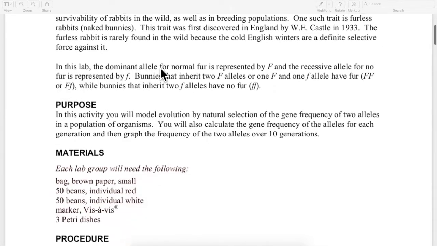In this lab, the dominant allele for normal fur is represented by a capital F, and the recessive allele for no fur is represented by a lowercase f. Bunnies that inherit two big F alleles or one big F and one little f allele have fur because the big F is dominant, while bunnies that inherit two little f's have no fur. You need to have two of them that have no fur because that's recessive.